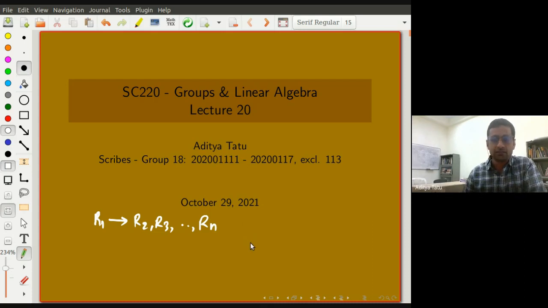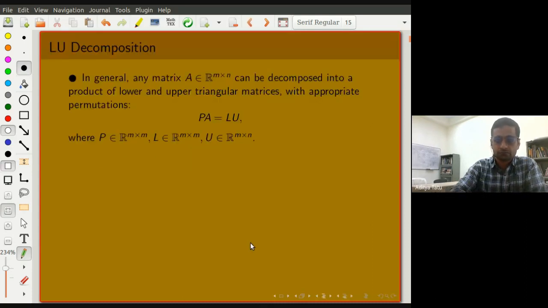Okay, I think we can begin. Right, so we just saw the LU decomposition for any matrix A. It may or may not require a permutation matrix, but otherwise any matrix A can be written as a product of two matrices. One would be a lower triangular matrix, the other would be an upper triangular matrix.